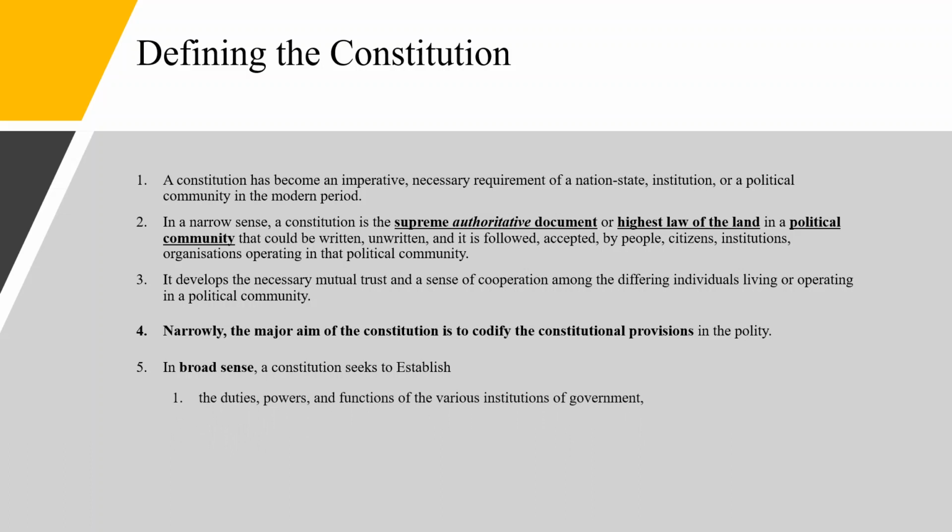Number one, it seeks to establish the duties, powers and functions of the various institutions of government. Number two, it regulates the relationship between these various institutions or organs of the government. And number three, it defines the relationship between the state and the individual. And here, by the term individual, I'm using it in a generic sense. It also includes, let's say, citizens as well as other human beings in a polity who could be citizens of the nation state or who could not be citizens of the nation state.